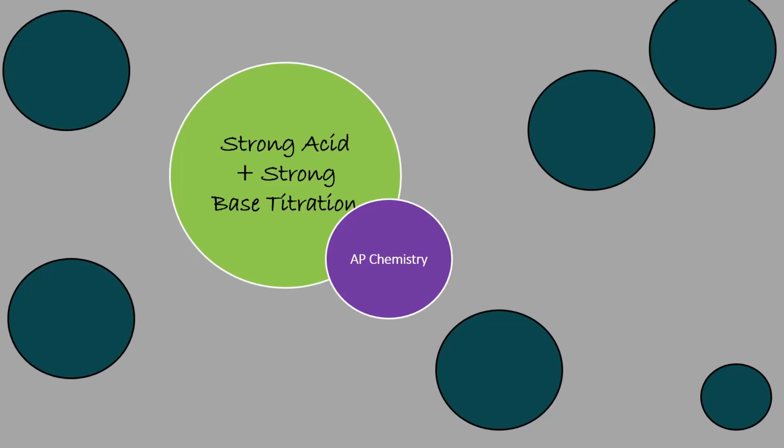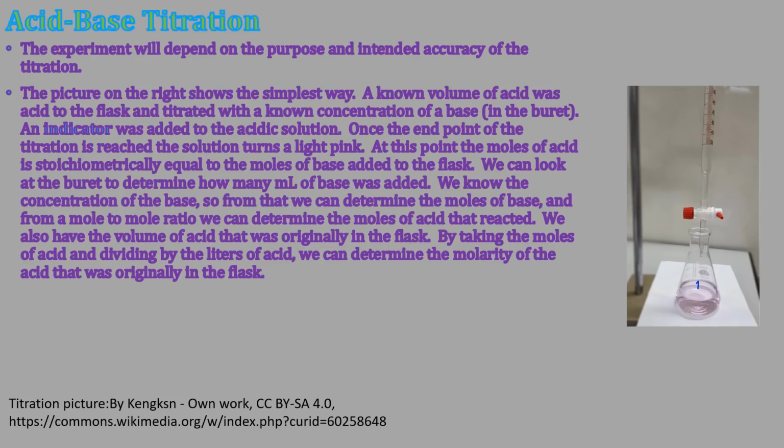All right, this video is going to be about strong acid and strong base titration. Okay, so an acid-base titration in the simplest way is whenever you have a burette and you're titrating a known concentration through the burette into an unknown concentration in a flask. And so you know how much you put into here, and you add an indicator.